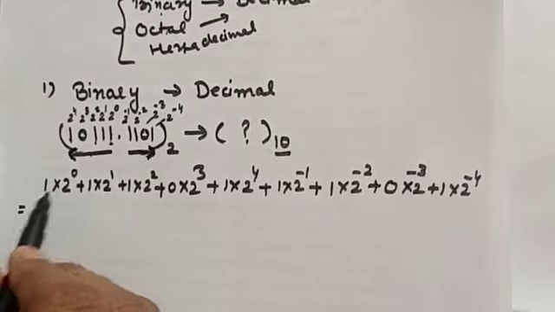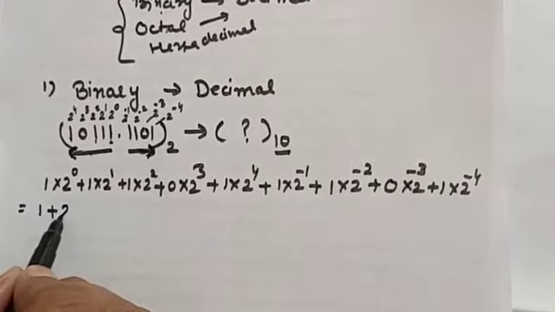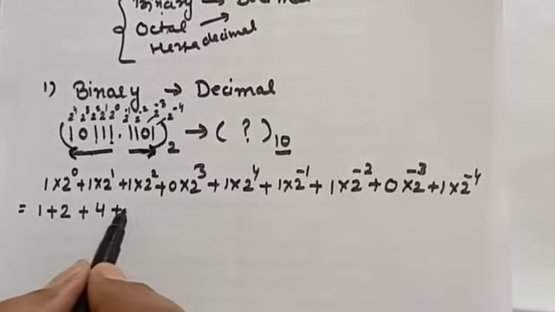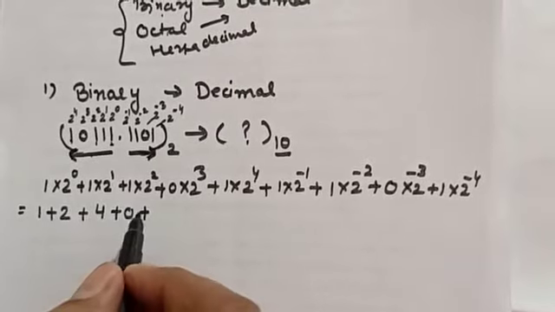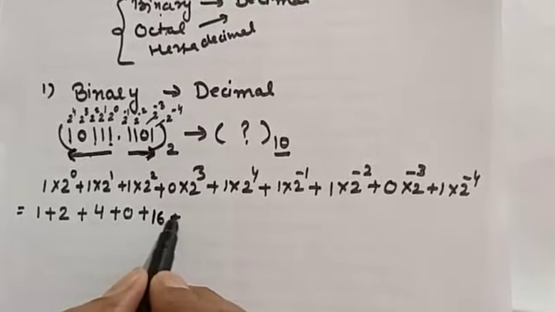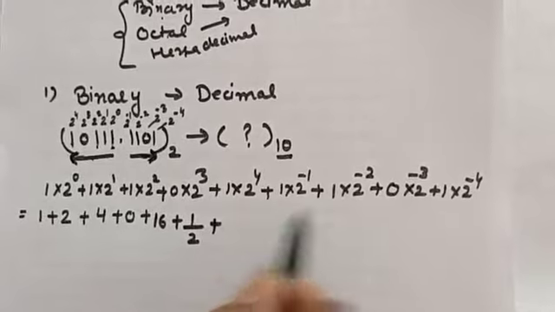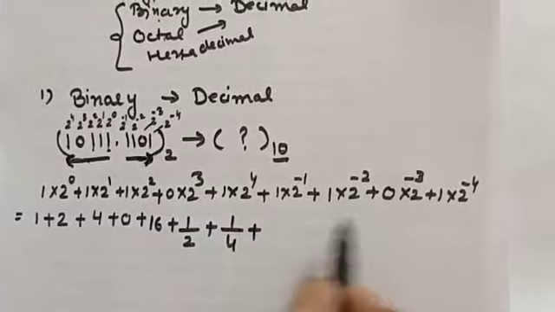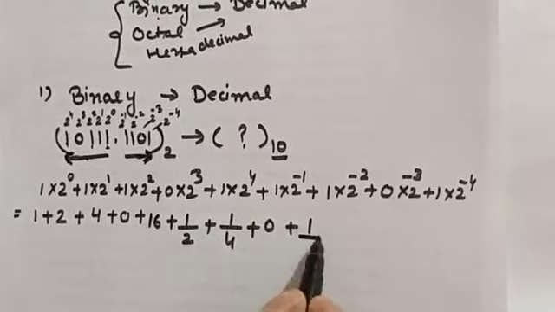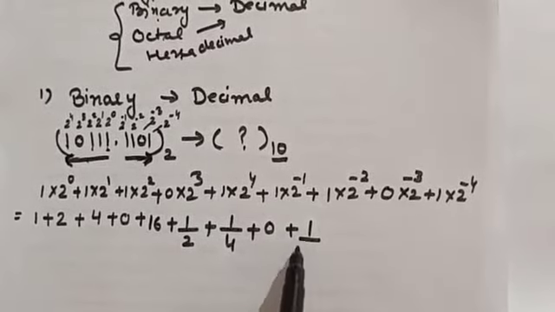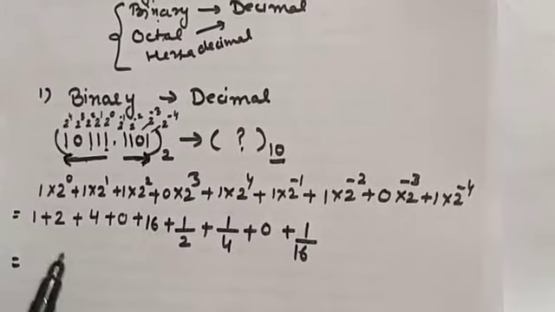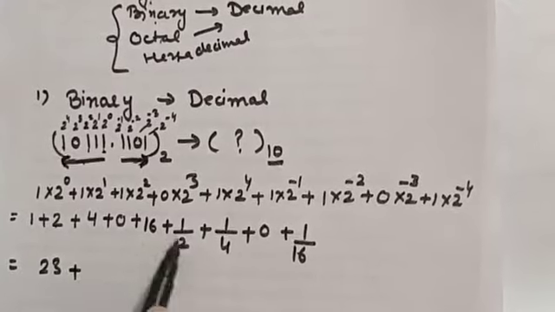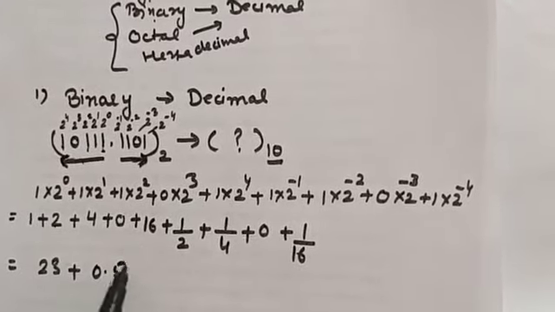Anything raised to power 0 is 1. So this is 1 plus 2 plus 2 square is 4 plus 0 into anything is 0 plus 2 raised to power 4 is 16, plus 1 by 2 plus 1 by 2 raised to power 2 is 4, 1 by 4, plus 0 into something is 0, plus 1 by 2 raised to power 4 is 16. Now we add the integral portion. 16 plus 4 plus 2 plus 1 is 23, plus 1 by 2 is 0.5.